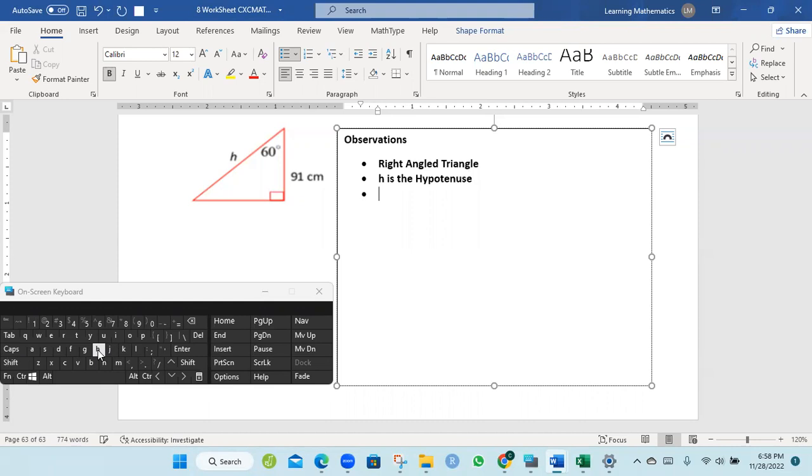Now we're going to talk about the side that has the number 91 centimeters. That 91 now and the 60 degrees, they are very close to each other. The 60 degrees is resting on the line with the 91. So 91 is adjacent to 60 degrees. You see this line here? This line is away from the 60. So this is the line that is opposite to 60. But 91 now is next to the 60 degrees. 91 is adjacent to 60 degrees.